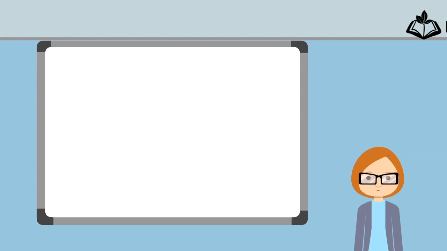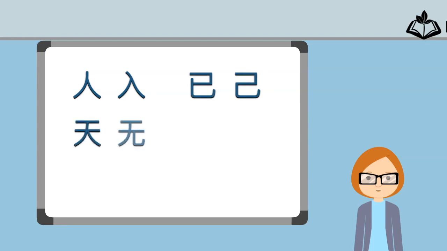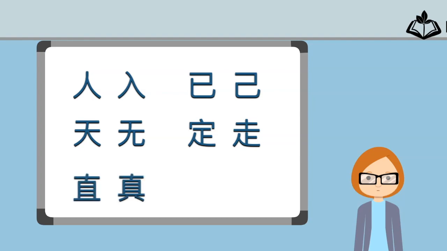Also, there are many characters that look alike, such as 人 and 入, 乙 and 己, 天 and 无, 定 and 走, 直 and 真. Using distinctive pictures to explain each of these characters is really a very challenging task, and I can imagine that it can be very confusing too.